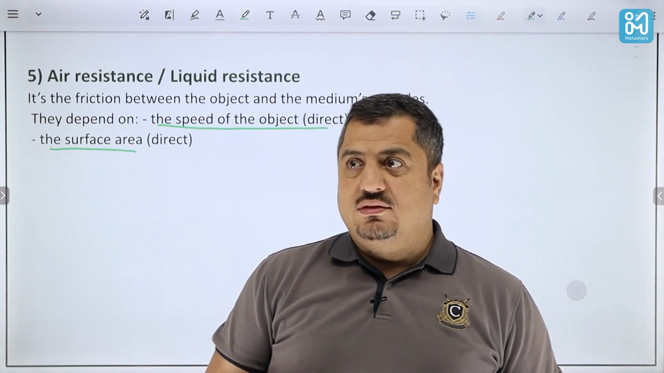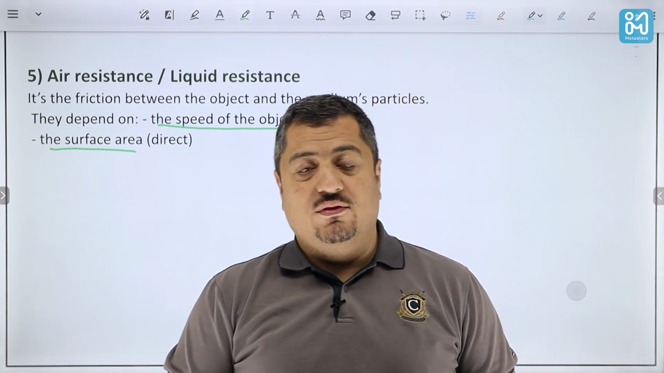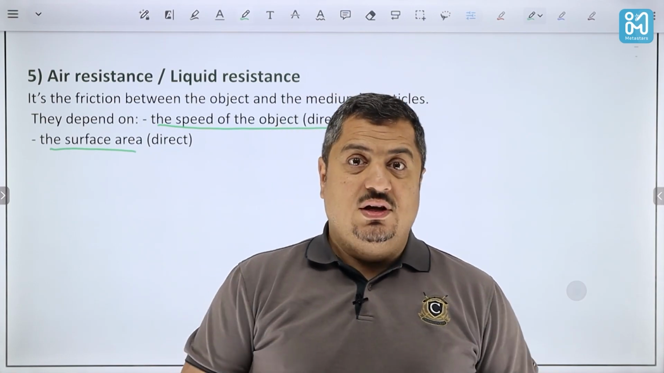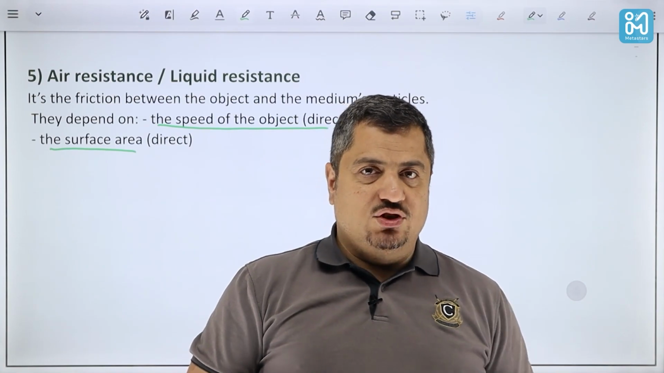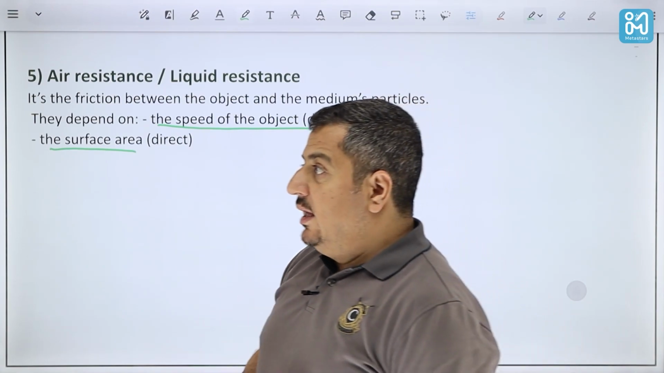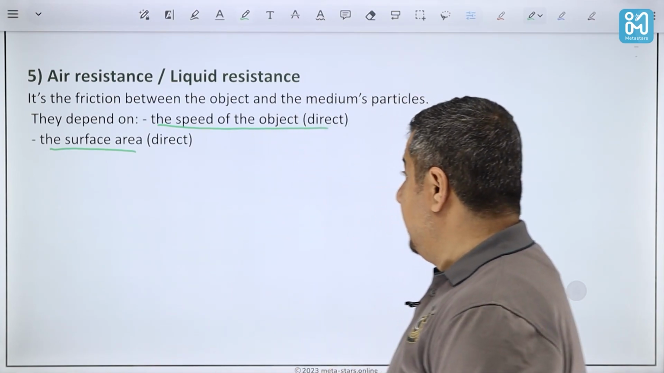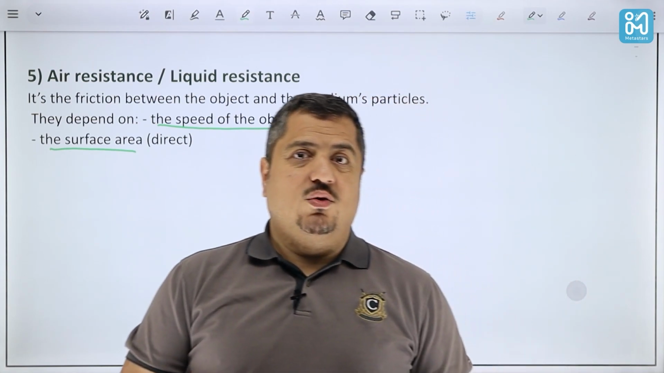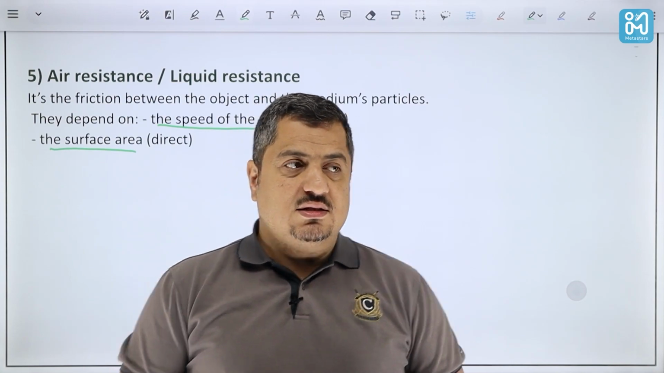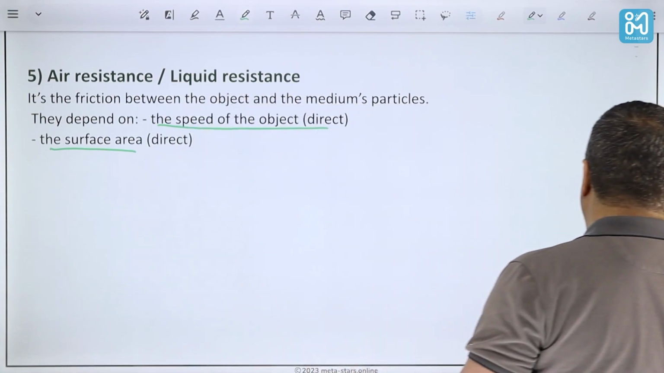And because of that, we will talk about an example after a while for the parachutist who is diving through the air after jumping from an airplane, and we will talk about it very well. Now, what is the effect of air resistance? Let's see this important animation.